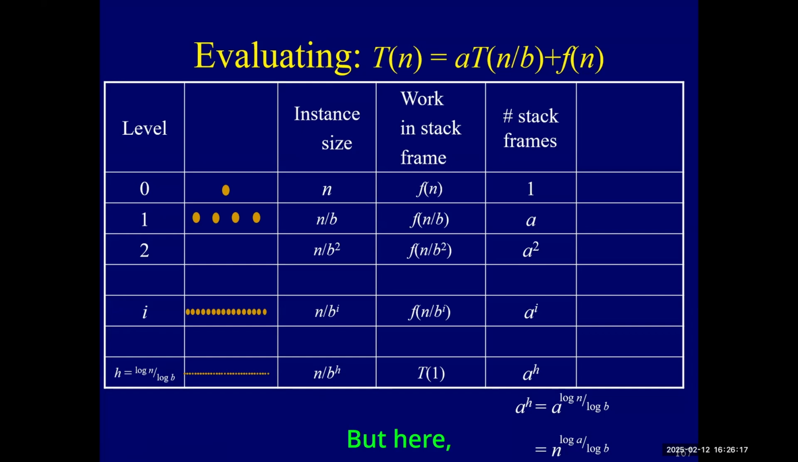Yeah, sure. But here, if I'm doing merge sort, I have my big input. I give half to one friend. I give a half to one friend again, right? Until the input is of size 1.